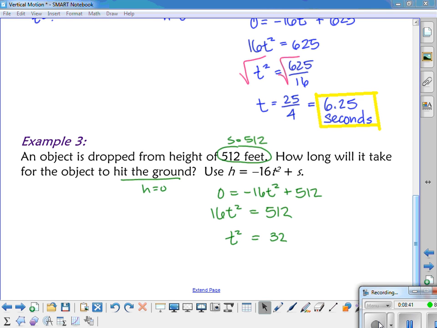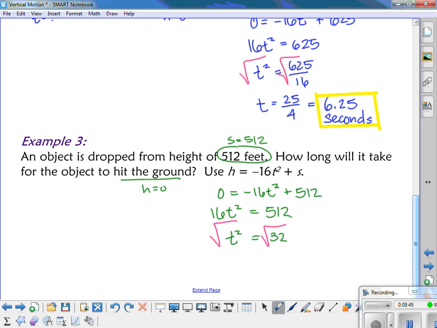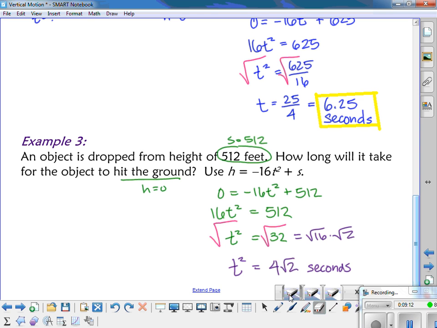All right, so once you get to t squared equals 32, we'll take the square root of both sides, and then you have to find a perfect square that divides into 32. So what's a perfect square that'll go into 32? 16 goes into it, right? 16 times 2. So what is the square root of 16? 4, and then we write the root 2. So 4 root 2 seconds would be t. I forgot to take that off there.